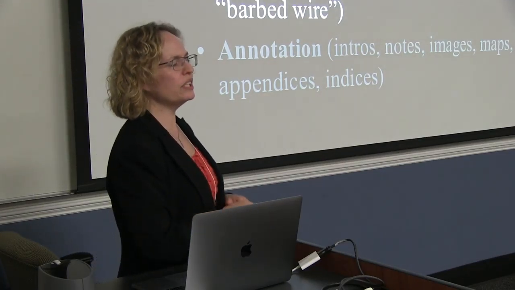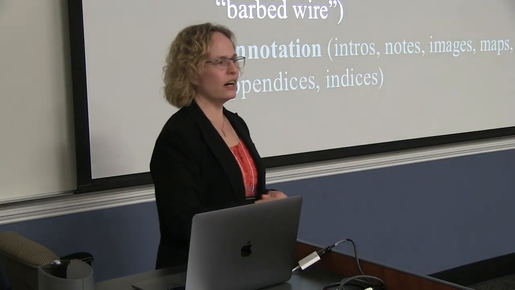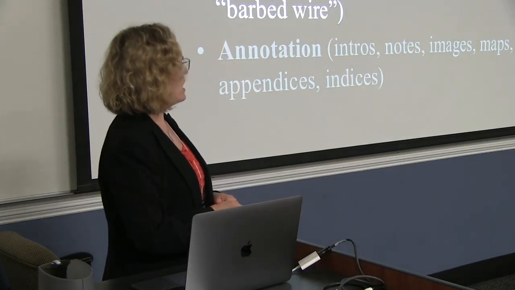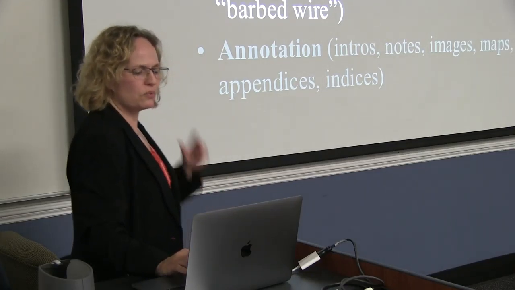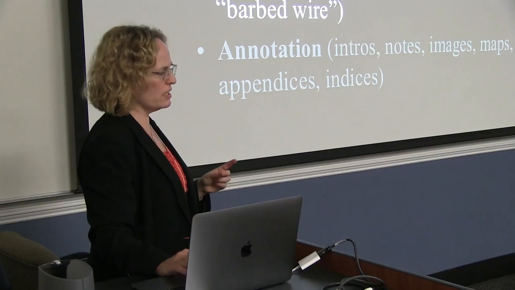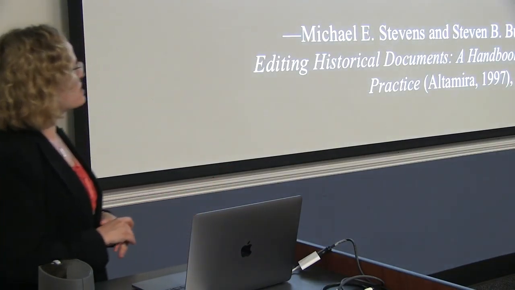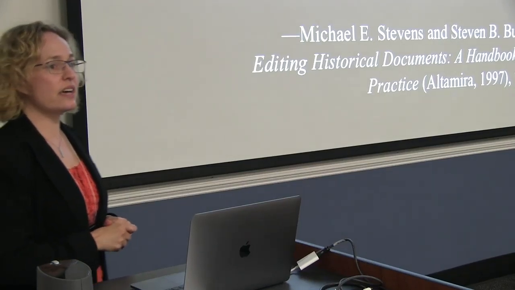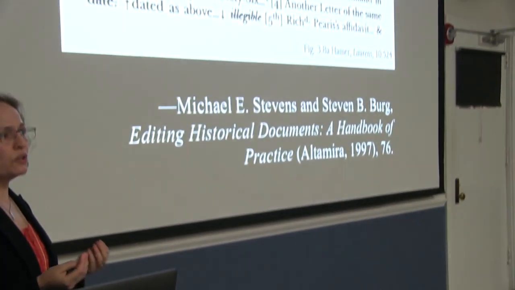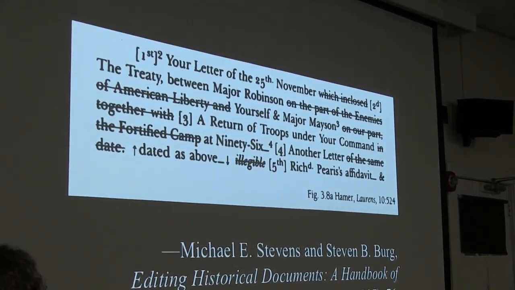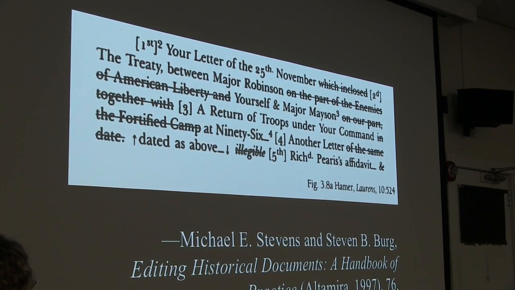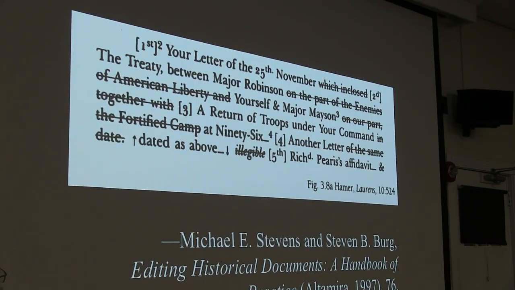Presentation is another. How will the edition look ultimately on the page, on the screen, etc.? And for many years, one example of a debate over presentation is the notion of barbed wire. So this is an example of barbed wire. This is an attempt to render as closely as possible in print what is on a manuscript page. And you can see the strike-throughs, the superscript, the brackets, and these arrows that indicate an addition. So yes, you're getting a lot of information if you as a reader know what that arrow means, but it's difficult to read, isn't it?